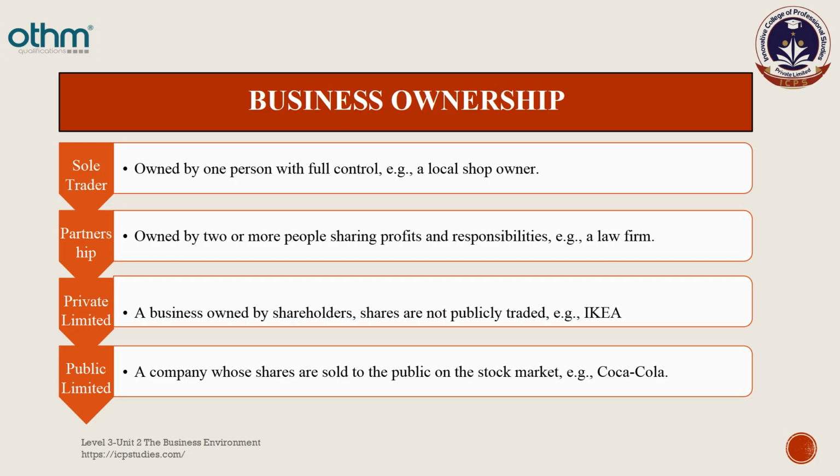The fourth is public limited company. A public limited company is a company whose shares are sold to the public in the stock market. For example, Coca-Cola is a public limited company, and the shares of Coca-Cola are on the stock market, and this company's shares are sold to the public.